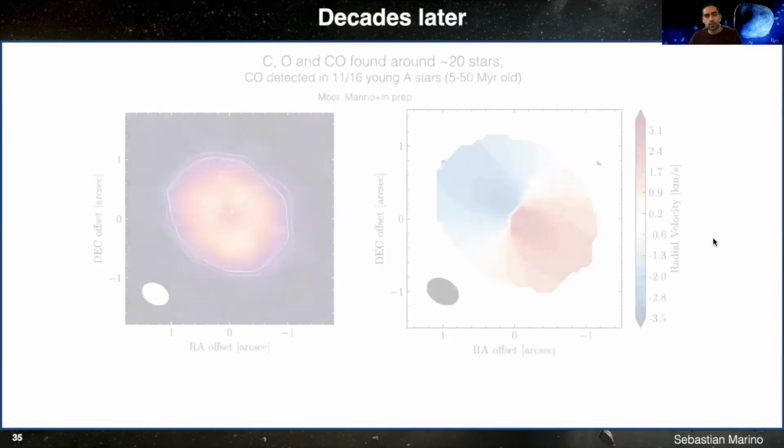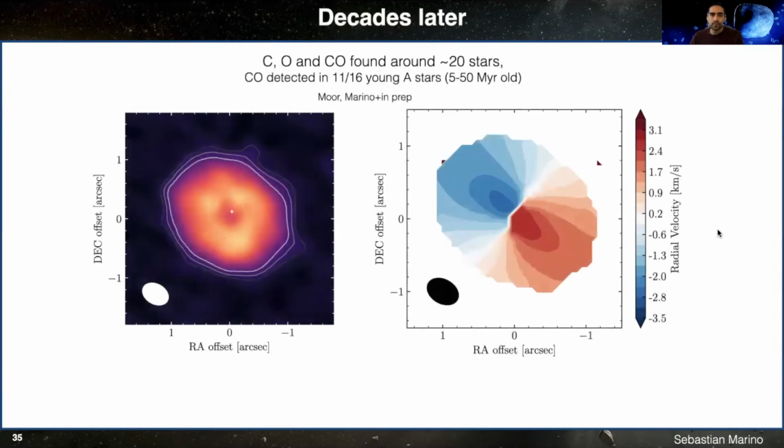Decades later, thanks to ALMA, we know there is carbon monoxide, or CO, gas in 20 stars or even more. We have found that 11 of 16 young A stars with bright debris disks have CO gas. So CO gas is something that is very common around the systems with bright debris disks.